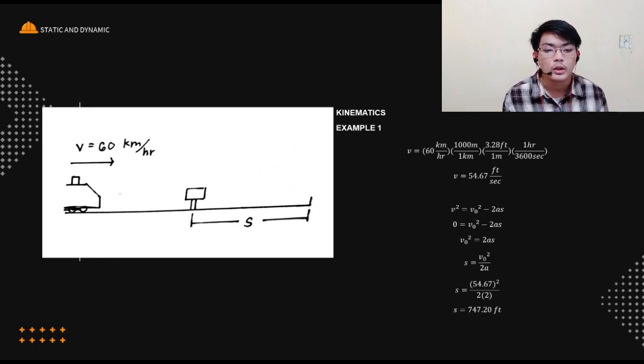So now our s is equal to our converted velocity, which is 54.67 squared, over our 2, and then our acceleration, which is our uniform rate acceleration, which is 2, leading us with our distance to be 747.20 feet, since we cancel out our second.